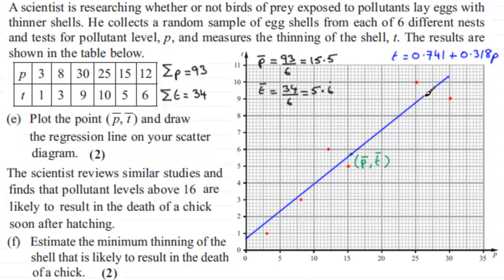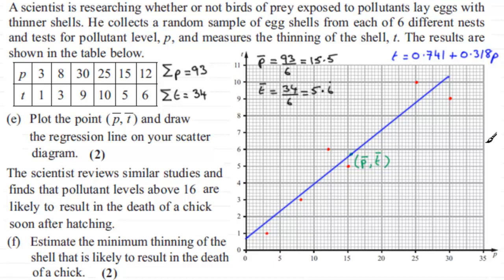I know the regression line always goes through the mean of your p and t values, so I knew it had to go through that. I also wanted to check where it would cross the t-axis, so I put p equals 0 in, and I got 0.741, so I plotted that point there and then just joined them up. So I had 3 points, as far apart as I could get, just so that I could draw a reasonable line through them.